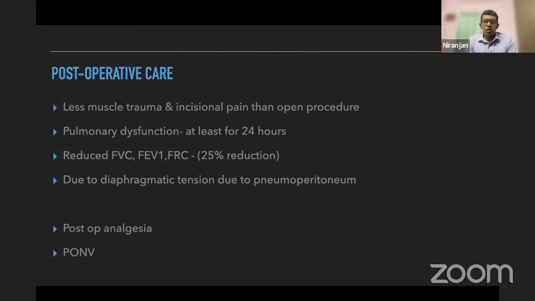Of course, post-operative nausea, vomiting, this is more with general anesthesia than regional anesthesia. A well-prepared patient, and with proper anti-aspiration prophylaxis and prokinetic agents, we will be able to manage.